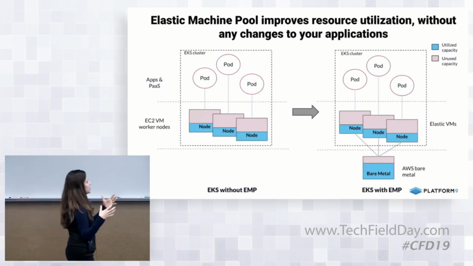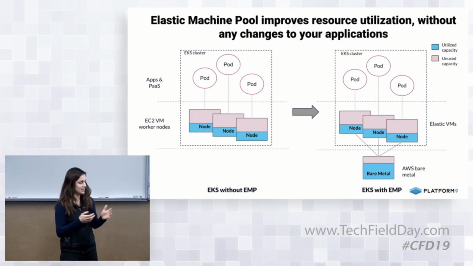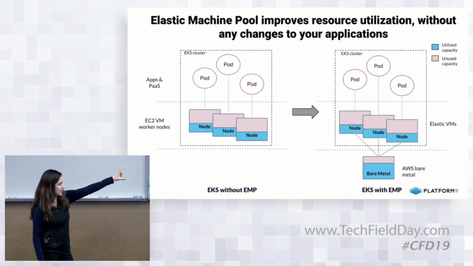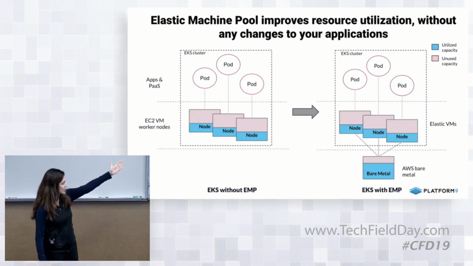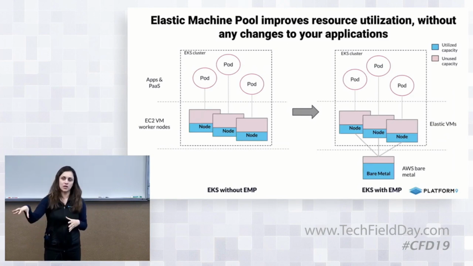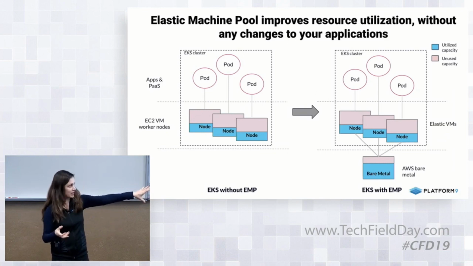So let's peel the onion and get into the details of how EMP does what it does. We start with a simple concept. Think of EMP as an intelligent autoscaler for your EKS clusters. That's how we plug in as well. But instead of your regular EKS cluster that will deploy worker nodes as EC2 VMs, we go straight at the AWS bare metal layer, and we will provision bare metal nodes on your behalf and create a pool of these bare metal nodes.